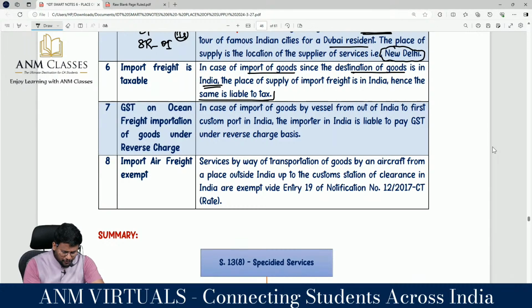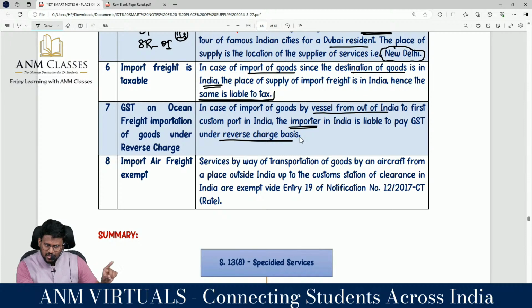GST on ocean freight, importation of goods under reverse charge. Now, in case of import of goods by vessel from outside India to the first customs port in India, the importer in India is liable to pay GST on a reverse charge basis. This has been omitted in the new Finance Act, right? This has been removed. This is our understanding, because two special RCMs were there. One of the RCMs has been removed. So, supply of online periodical sale journals is there.